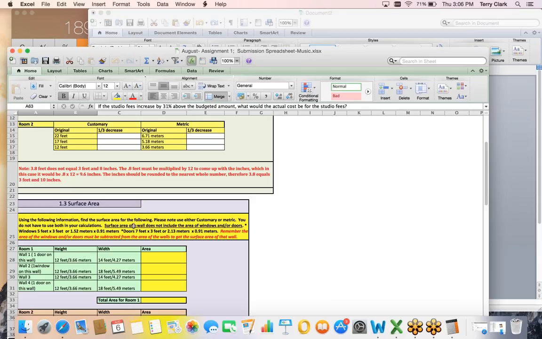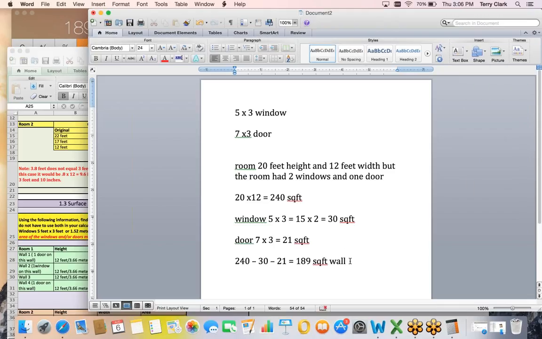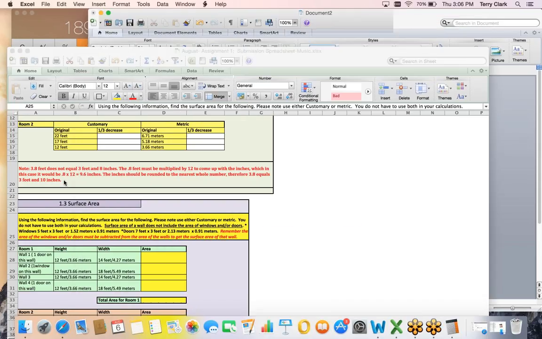Because remember what it's saying, if you look at the directions, the underlined section says surface area of the wall, wall does not include the area of the windows and or the doors. Okay, and it says remember the area of the windows and or doors must be subtracted from the area of the walls to get the surface area of the wall. All right. So that's how we do that.